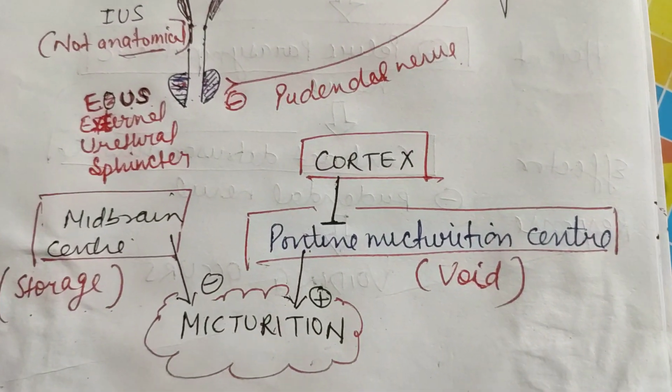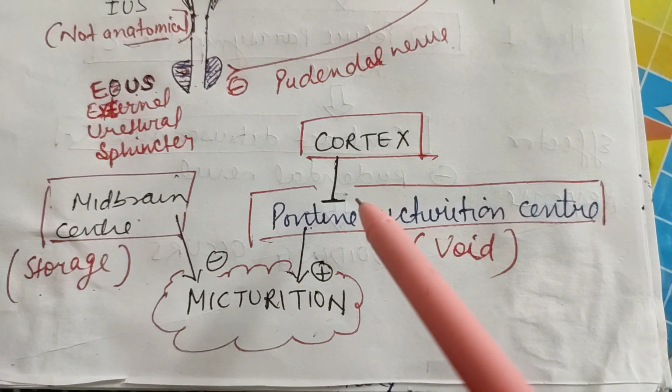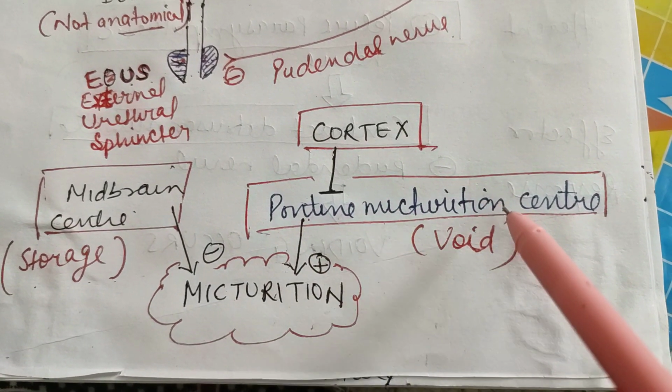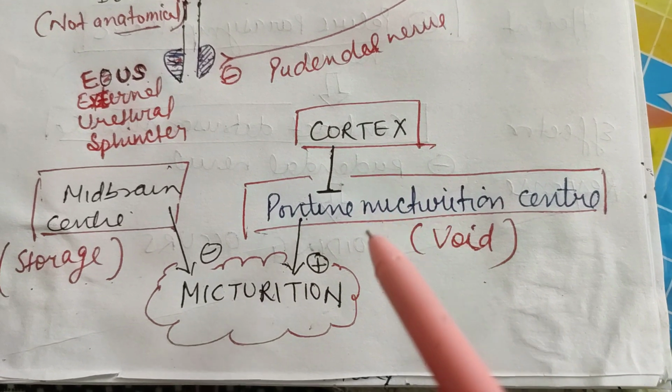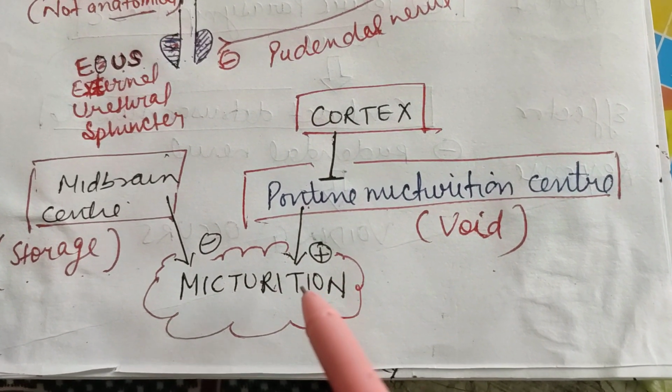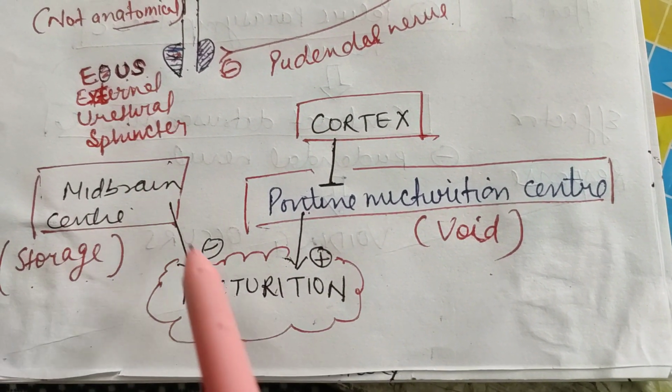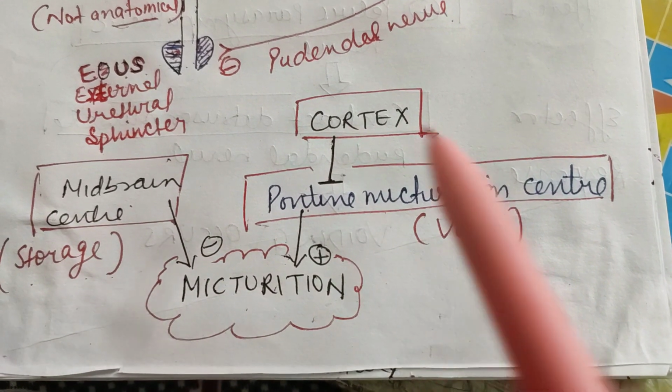Okay, and that's how you can write it. So cortex is inhibiting the pontine micturition area. Pontine, which basically helps in voiding, is going to stimulate the micturition, and on the other hand the midbrain is going to inhibit it. That's why it helps in storage.